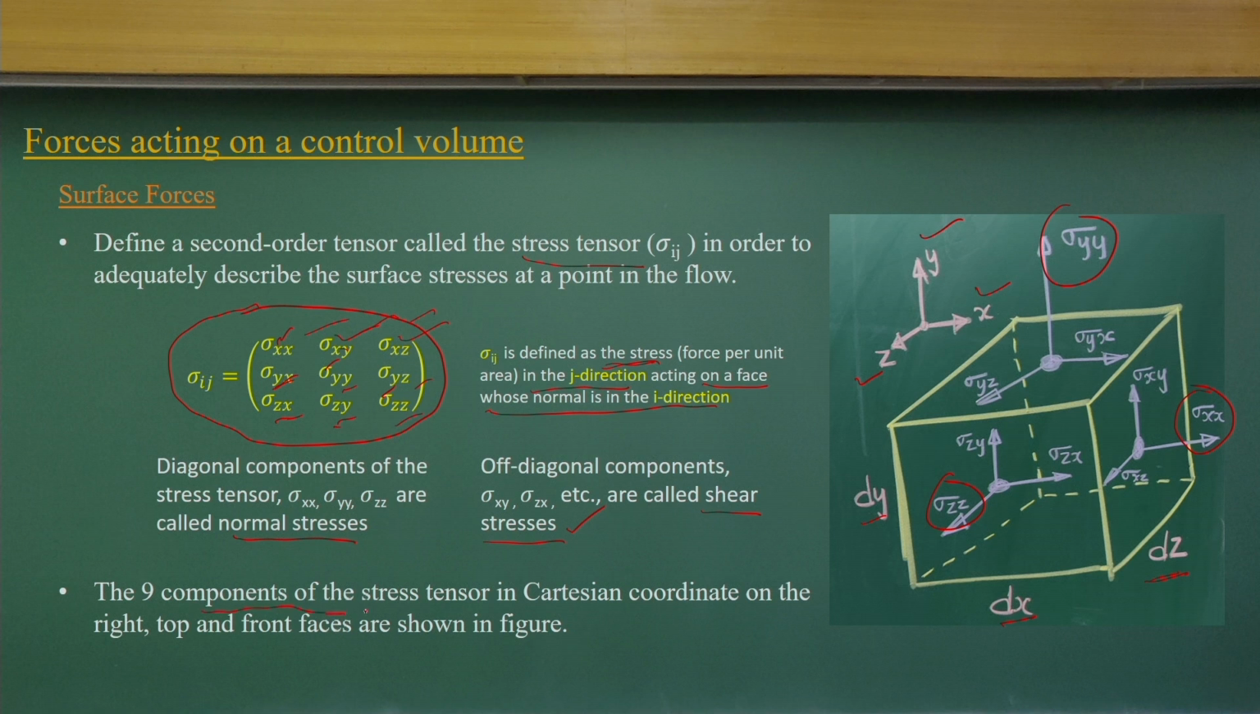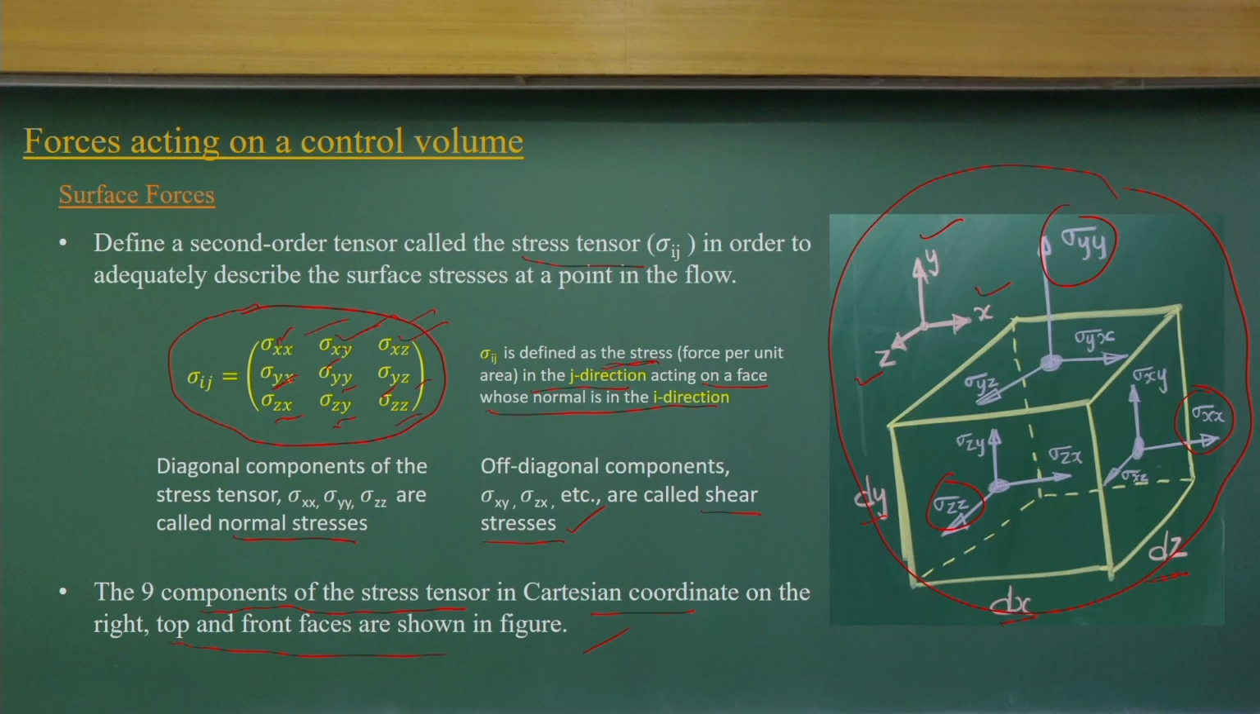So, these 9 components of the stress tensor in Cartesian coordinates define this surface. We can solve problems by considering the surface force defined as stress tensors, with a normal stress and the shear stress components. The normal stress is a composition of the pressures and the viscous stresses, whereas the shear stresses are only the viscous stresses.